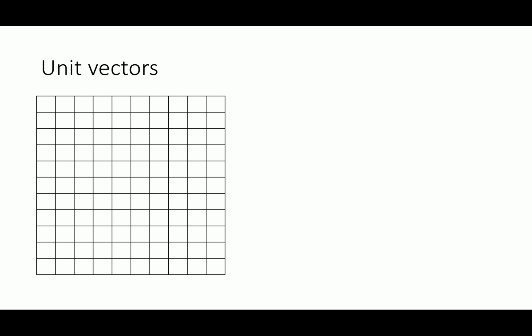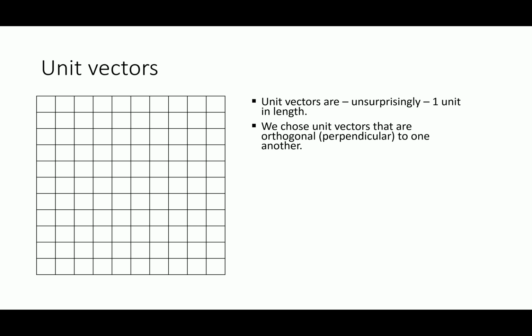We'll start off with the introduction then. The idea behind vectors is essentially the same as thinking about points on a graph. The unit vector, unsurprisingly, is 1 unit length, and we choose vectors that are orthogonal or perpendicular to each other, much like our x and y axis are on the graph.